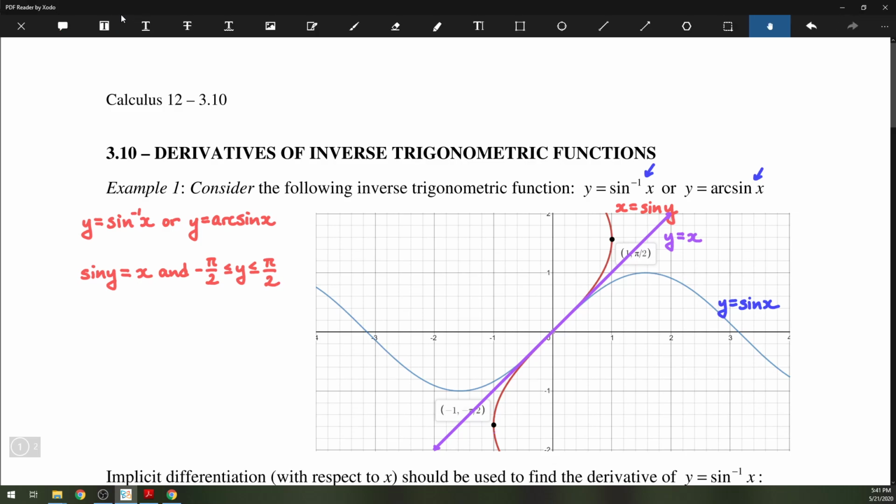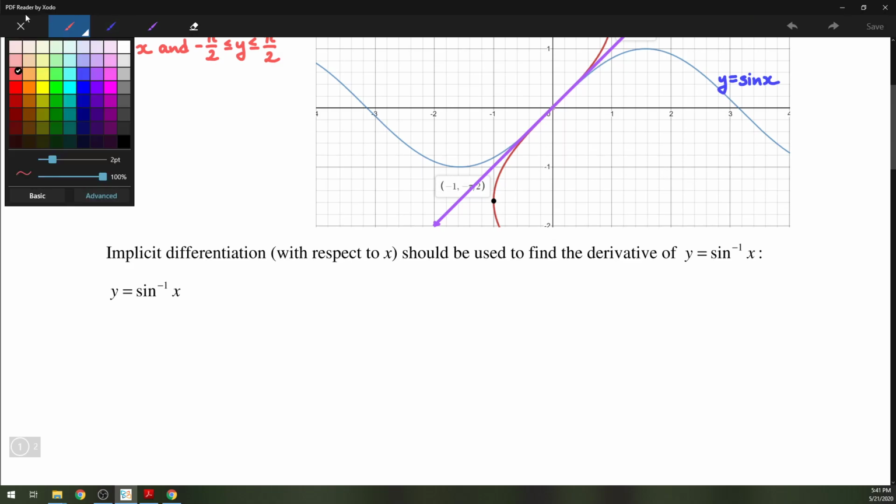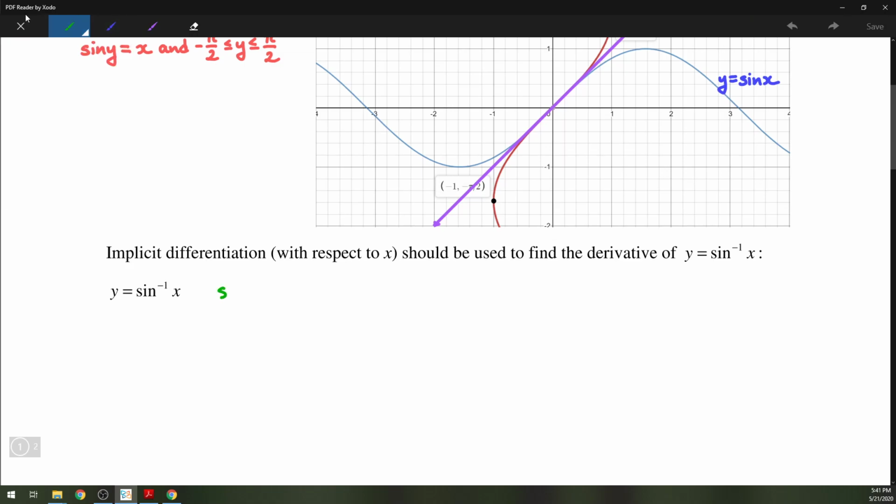Okay, so if we are to find the derivative of the arc sine of x, we are going to use implicit differentiation. So first things first, we're going to write it as sine y is equal to x. And again, we're going to place the restriction in place so that it is relevant later. So we're going to write it down right now. Again, y is going to be between negative pi over 2 and pi over 2.